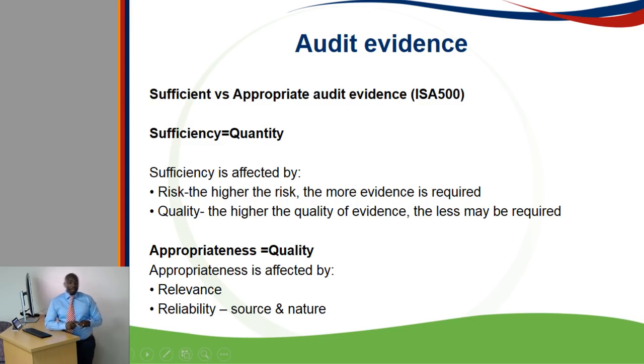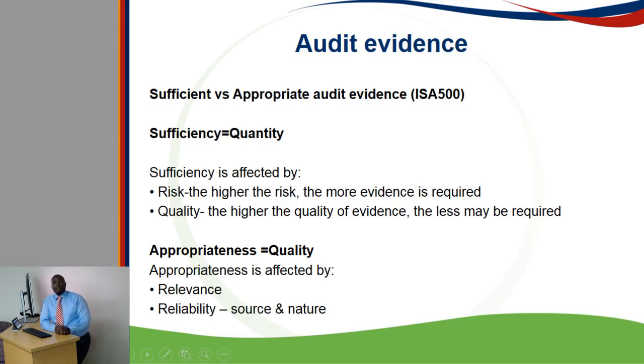Okay. The other one, appropriateness. What does appropriateness mean? It means quality. Appropriateness is affected by what? Relevance. Is your audit evidence relevant to what you're trying to address? Is your audit evidence reliable in terms of what you're trying to address? And remember, ISA also talks about where the auditor obtains audit evidence himself, and where the audit evidence is outside of the entity, that audit evidence is more appropriate and more relevant, right?